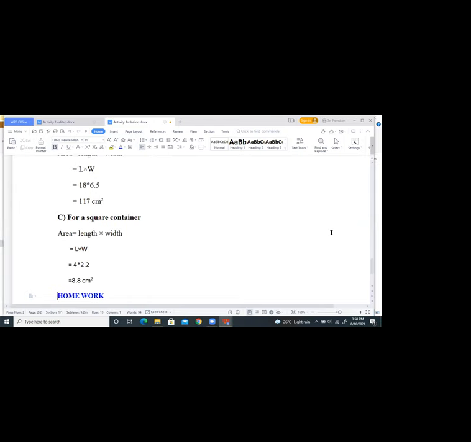Again, for those who will find the area of the round objects, now I want you to do that as your homework. Yes, Birunji.